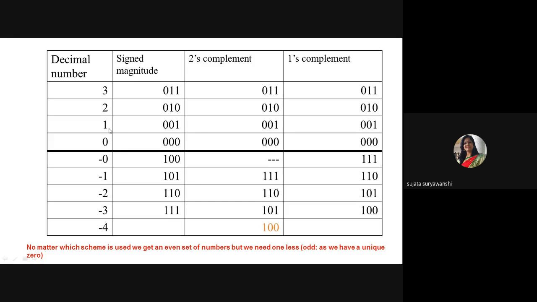0 is the same as it is. Now for 1, how to represent 1? 0, 0, 1. Then 2's complement. Just remember, for a positive number, 1's and 2's complements are the same. For sign magnitude positive numbers, 1's and 2's complement are the same. You can see here the second, third, and fourth columns are showing the same answer or same numbers.